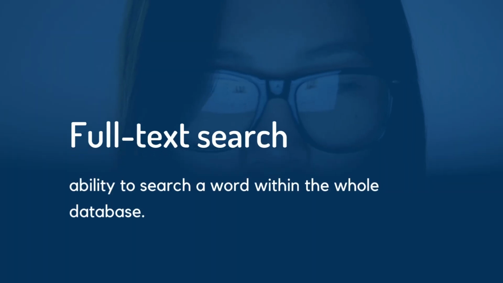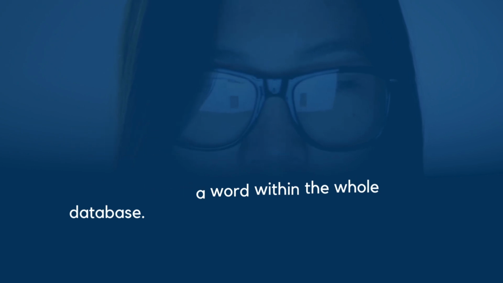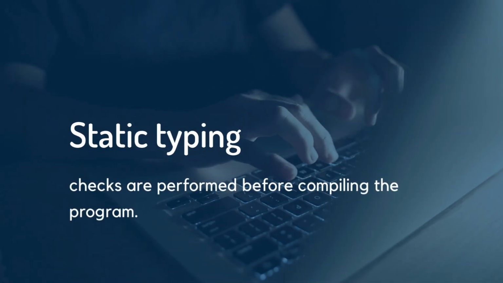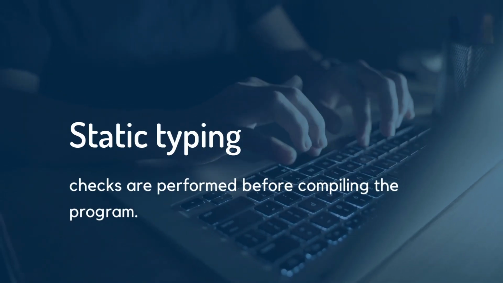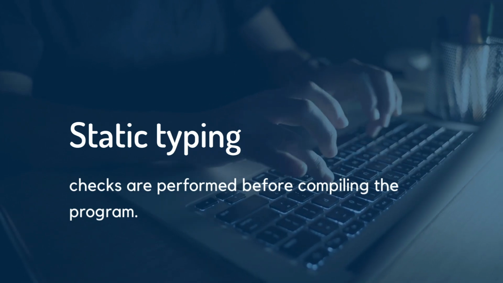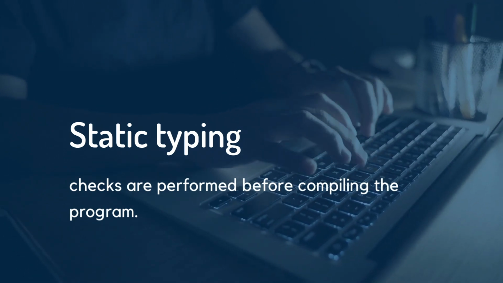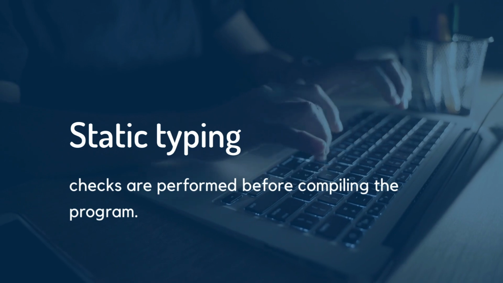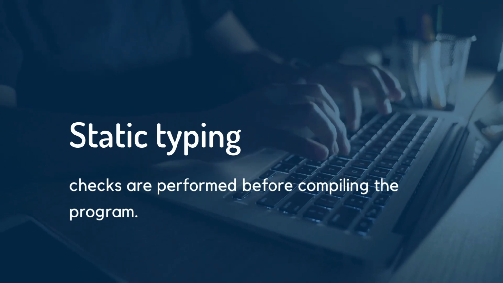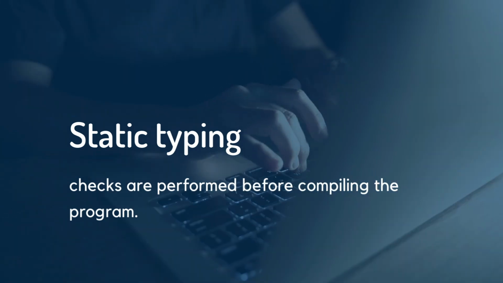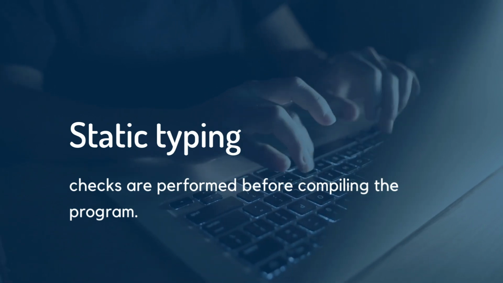Another important feature is full text search, which is a comprehensive search method that compares a word being searched against every word within the database. And lastly, Isar provides static typing, which means that checks are made to detect errors quickly and reduce the time spent on debugging for the developer, which is a bonus for us.